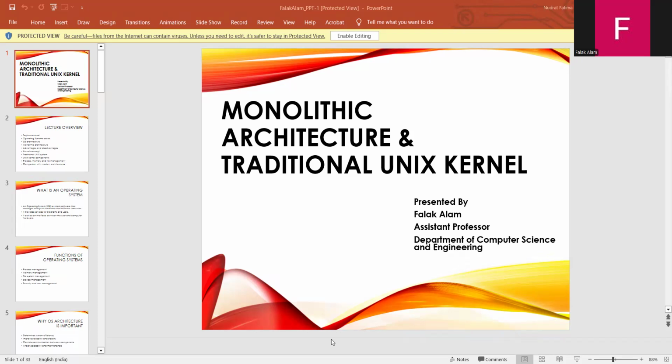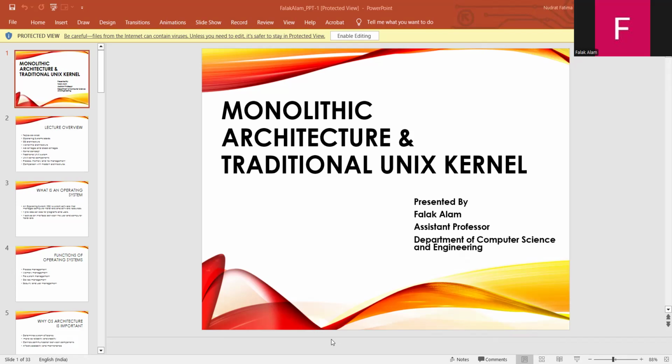In this session, we will begin with operating system basics, where we will understand what an operating system is and what functions it performs. Next, we will discuss operating system architecture, which refers to the internal design and organization of an operating system. After that, we will study monolithic architecture, which is one of the earliest operating system architectures, where we will understand its structure, characteristics, advantages, and disadvantages.